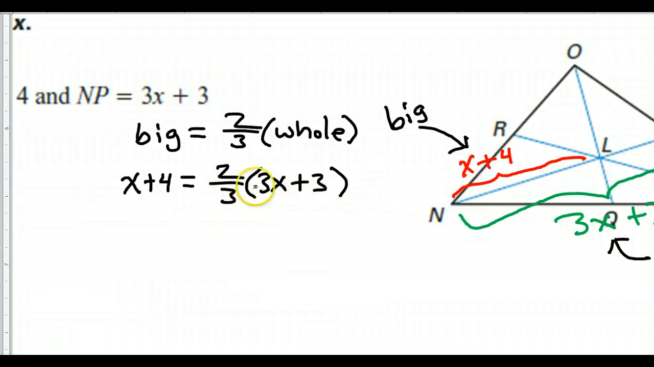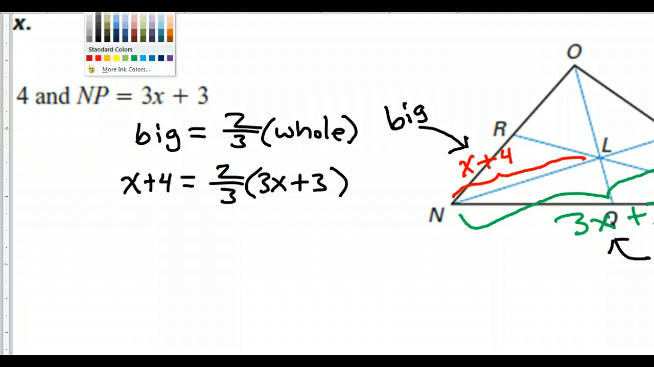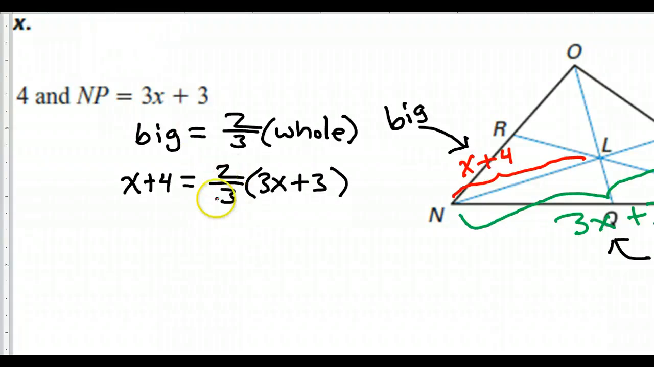I could start trying to do the distributive property, but I think for most of you it would be easier to do the following. Most of us are uncomfortable with the fractions. Focus on the denominator. You see that 3? So the first thing I'm going to do is multiply both sides of the equation by 3. I'm multiplying both sides by 3. On the right side of the equation, these 3's are going to cancel each other out.